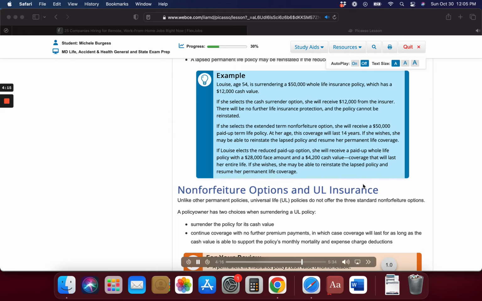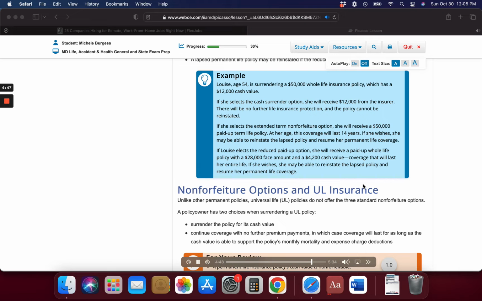Non-forfeiture options in UL insurance. Unlike other permanent policies, Universal Life, UL, policies do not offer the 3 standard non-forfeiture options. A policy owner has 2 choices when surrendering a UL policy. Surrender the policy for its cash value. Or continue coverage with no further premium payments, in which case coverage will last for as long as the cash value is able to support the policy's monthly mortality and expense charge deductions.